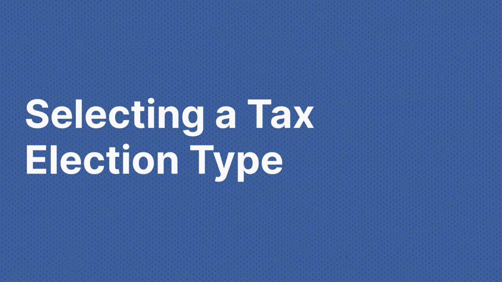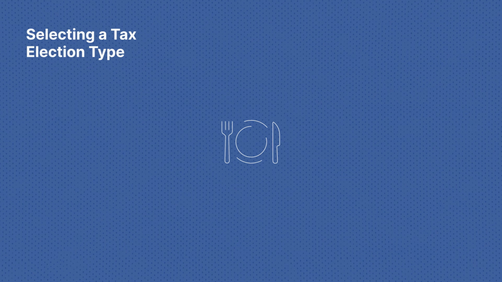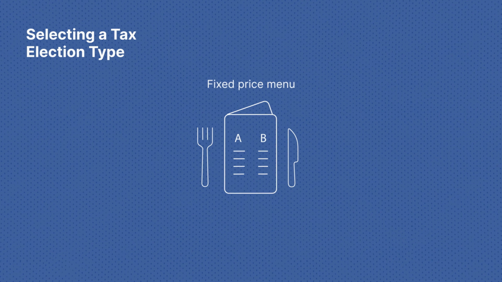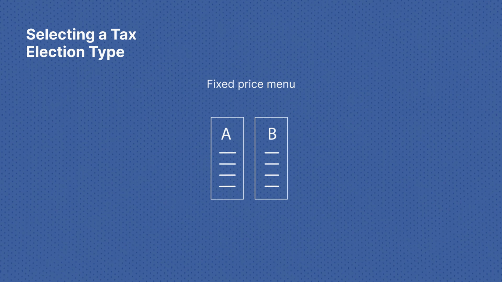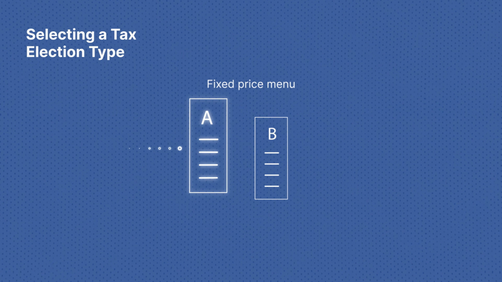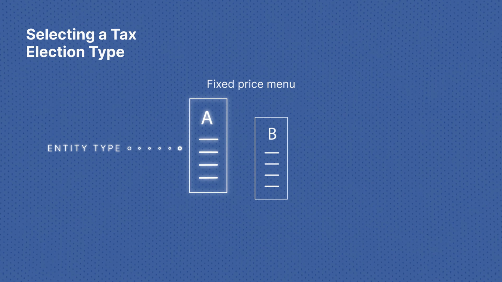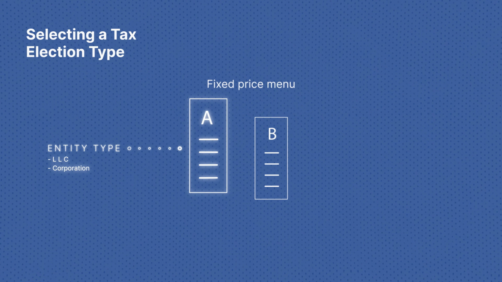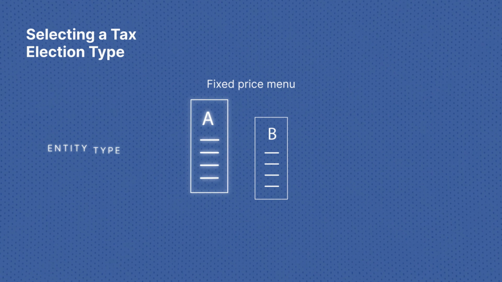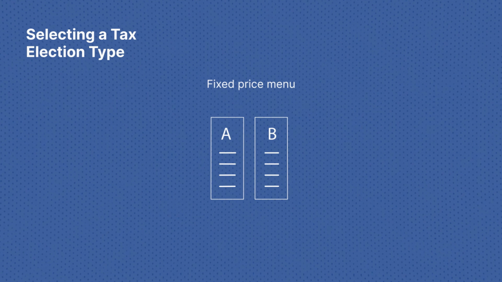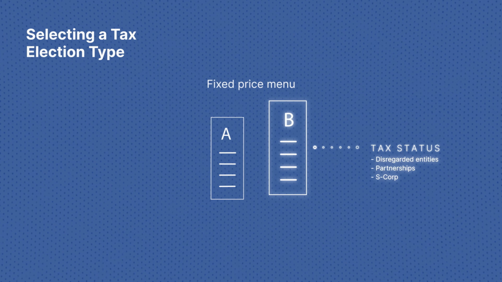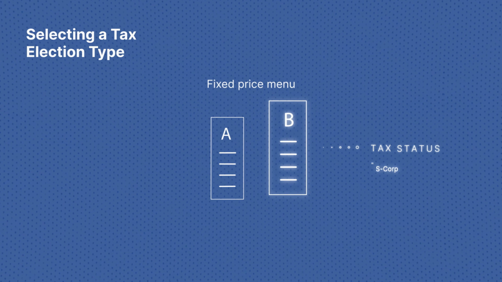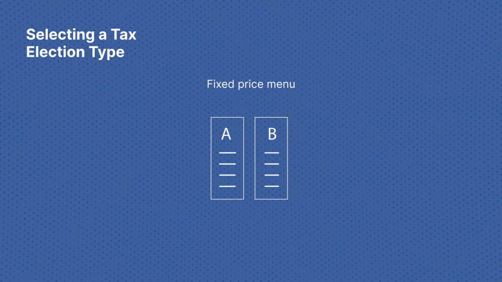I like to think of LLC taxes as if when you go to a restaurant and it's a fixed price menu and they say, choose one item from column A and choose one item from column B. Column A is going to be what type of entity you're forming. Are you forming an LLC? You're forming a corporation? In most cases, those are going to be the choices. And then you have a choice, what tax status would you like for this company? And you do have the power to choose your tax election.